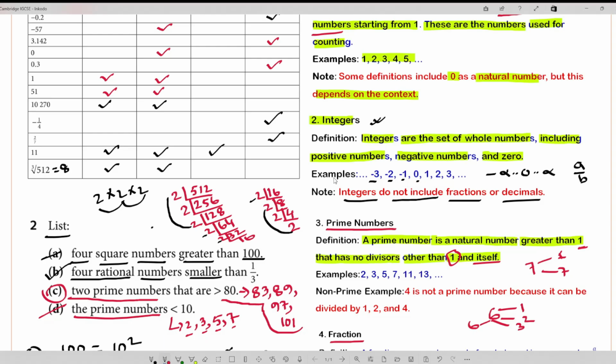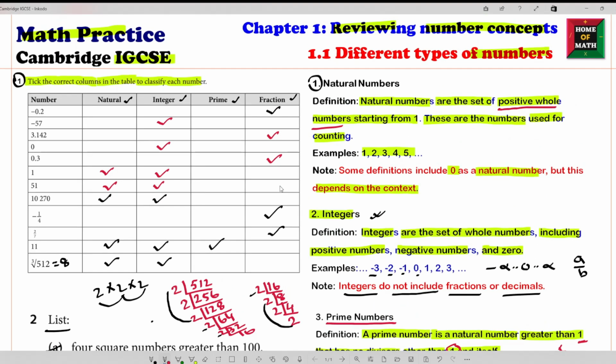We want to stop now. No need for more math on this, because we already discussed two types of math based on different types of numbers.